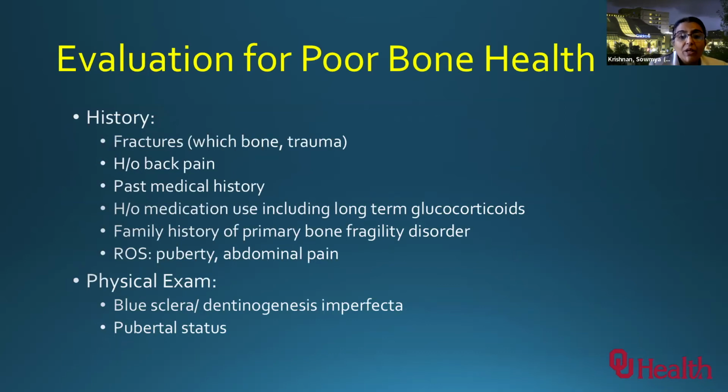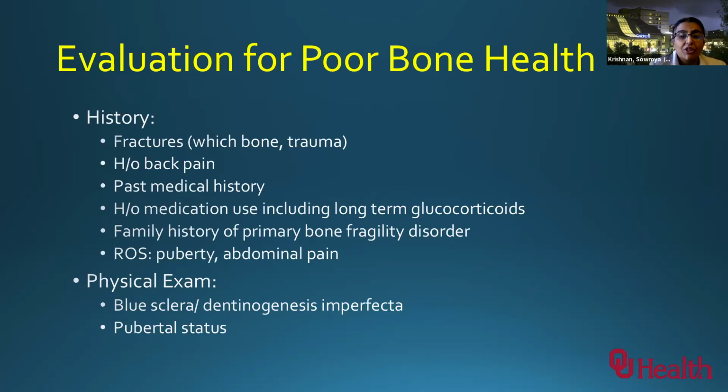So, evaluation for poor bone health. If a child gets referred to you for poor bone health, what do you start off doing? First, it's very important to get a good history, especially fracture history: which bone, and whether it's really just a minor metacarpal or metatarsal fracture compared to a long bone fracture, which holds different implications. The trauma associated with the fracture. History of back pain may give you a clue about possible vertebral fractures. Does this child have any systemic disease that can influence bone health? So, past medical history.